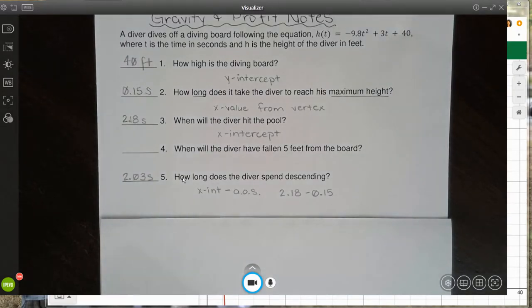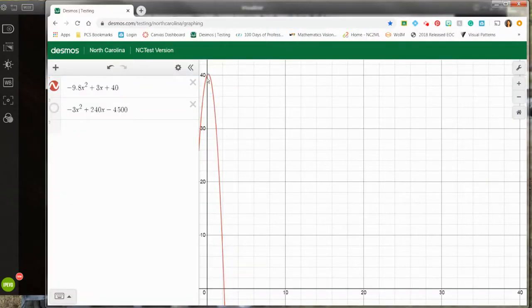The last question here is when the diver will have fallen 5 feet from the board. So what I'm looking at is, if this is the board here at 40 feet, 5 feet from the board is not down here at 5 feet above the pool. 5 feet from the board is up here when he's 5 feet below the board. So what I'm going to do is create an equation that represents him being 5 feet below the board. It's going to be a y value.